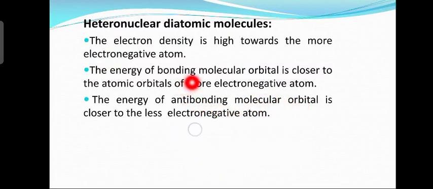For the more electronegative atom, the bonding molecular orbital will be closer towards what? The more electronegative atom. Then what about the antibonding molecular orbital? It will be closer towards the less electronegative atom. This you are going to study in the next forthcoming examples, in the next slides.